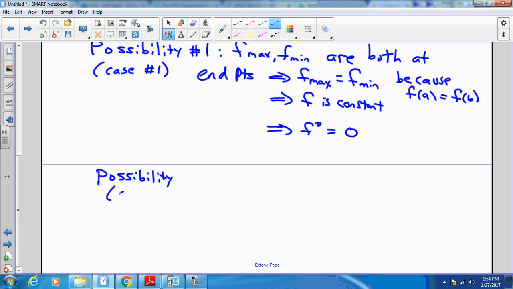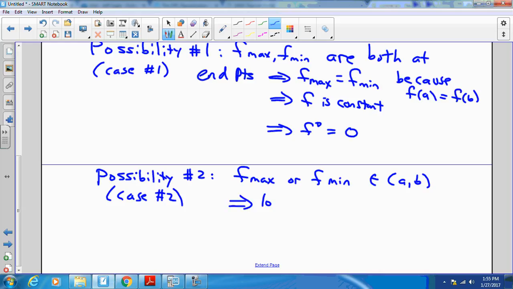Possibility number 2. The logical opposite, case number 2. The logical opposite of the statement that max and min are both at the endpoints is that one of them is not at the endpoint. Could be both, but at least one of them is not at an endpoint. F max or f min is located somewhere in the interior of A to B. But if that is the case, then we have a local extremum.